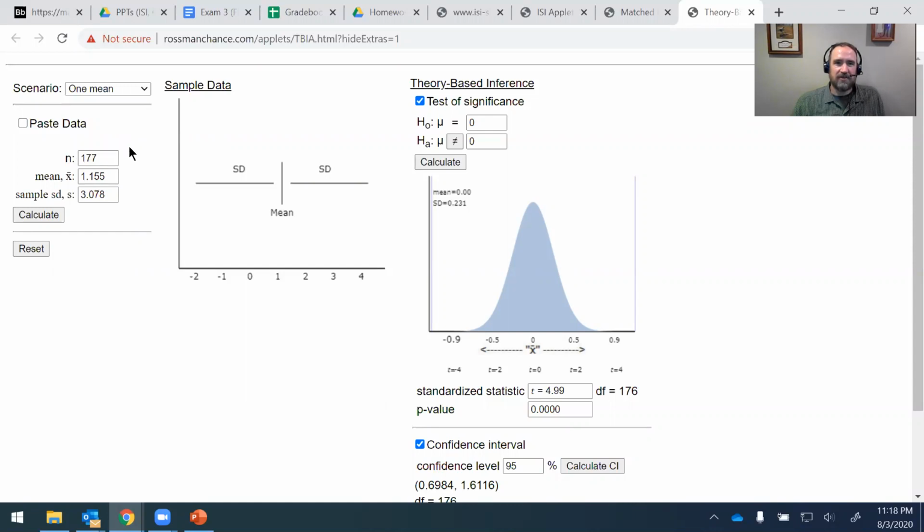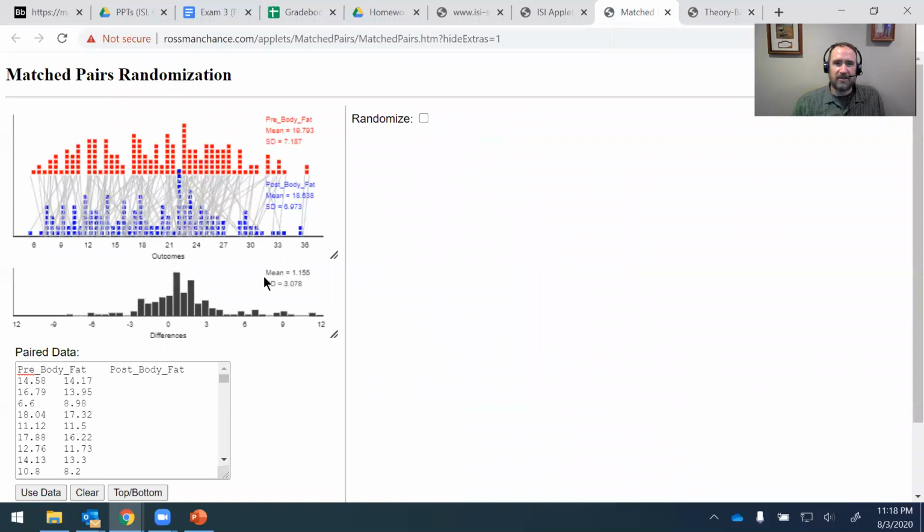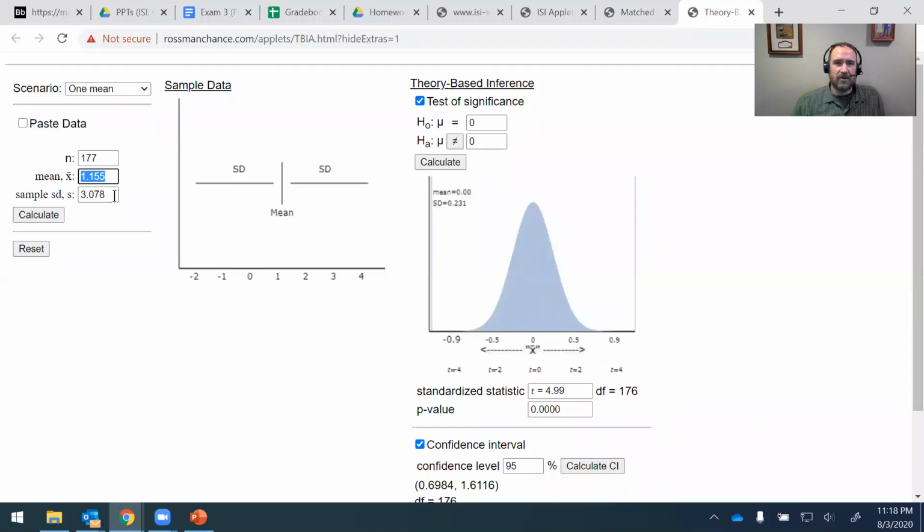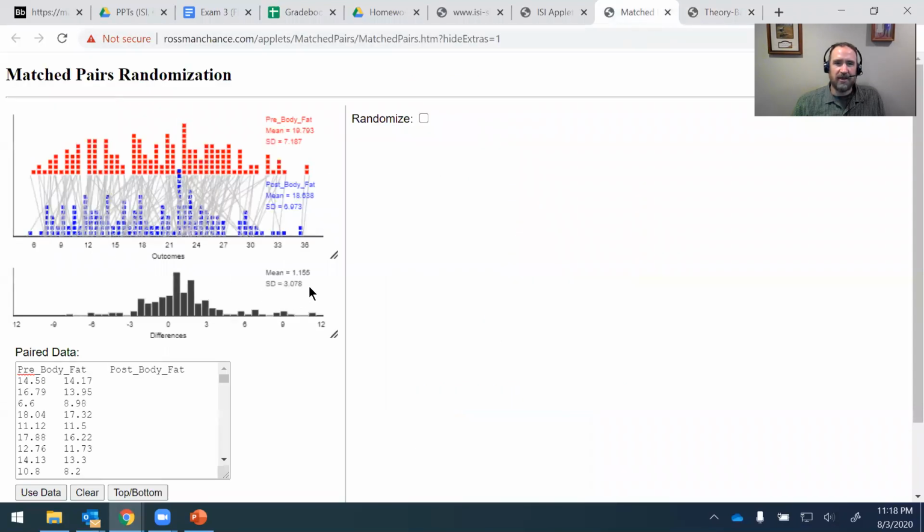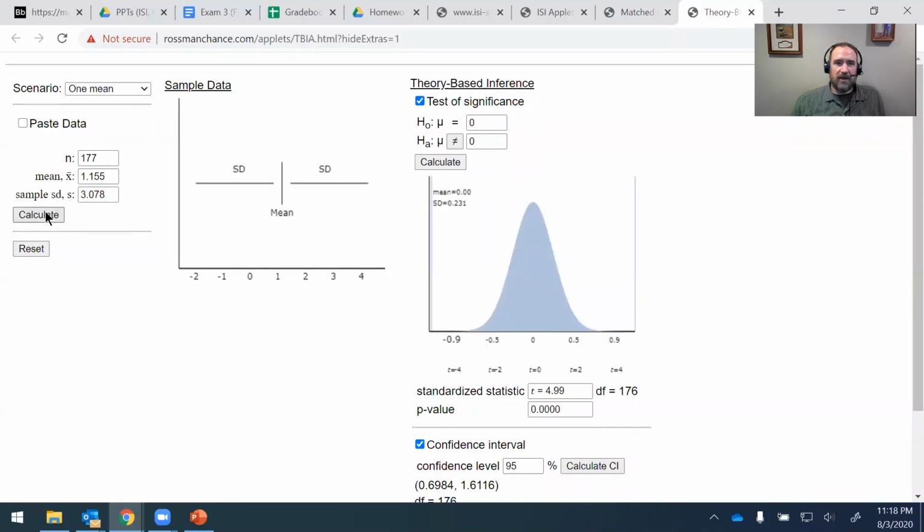We had 177 pairs, and the mean of the differences was 1.155. So that's here on this graph, 1.155. And also the sample standard deviation of the differences is 3.078. That was here, 3.078. We hit calculate with that, and then we can come over here and do our test of significance. The default hypothesis is that the difference is 0, mu is 0. And the default alternate is that it's not 0.